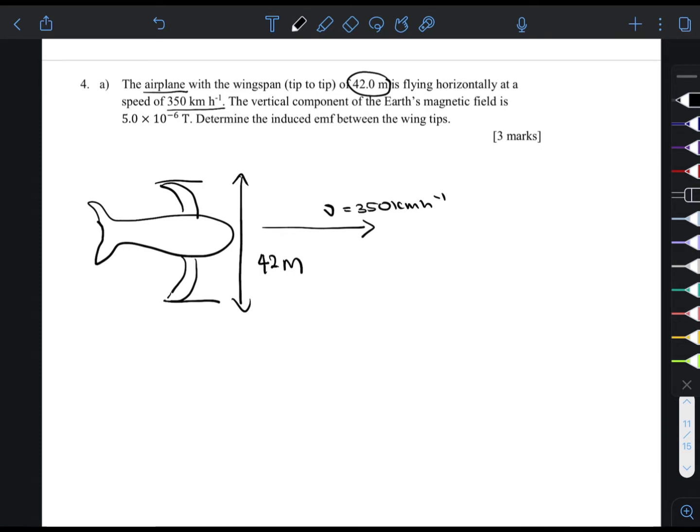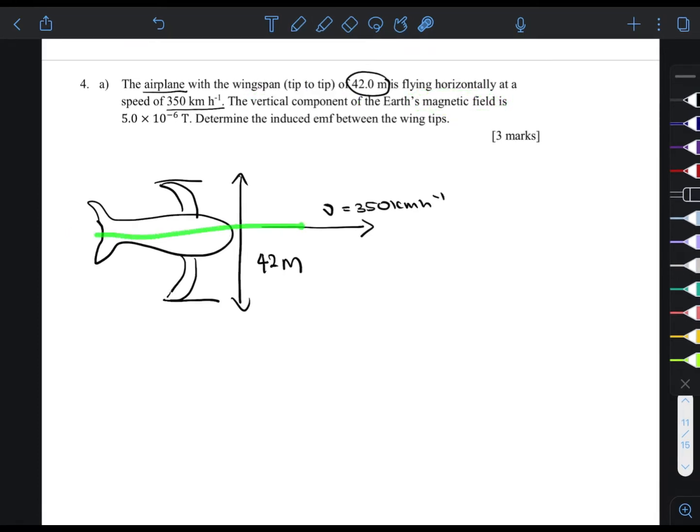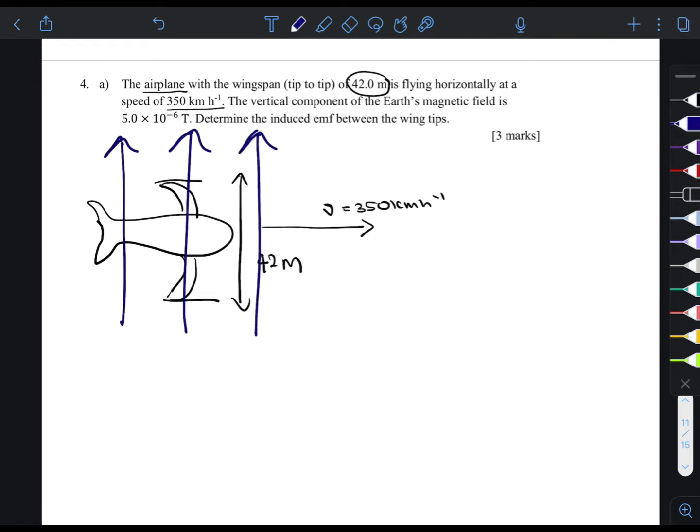And then the vertical component of the Earth's magnetic field is 5 times 10 to the power negative 6. So we have Earth magnetic field along the vertical component. Okay, we have aeroplane which is flying horizontally and we have magnetic field from the Earth which is along the vertical. Sebanyak 5 darab 10 kuasa negatif 6. So along here, sepanjang-panjang kawasan ini semua, we are going to experience the Earth magnetic field of 5 times 10 to the power negative 6 Tesla.